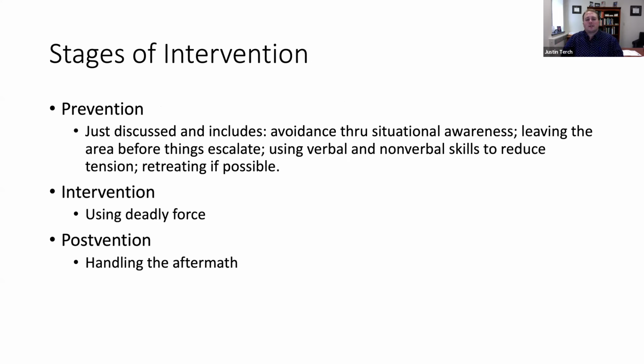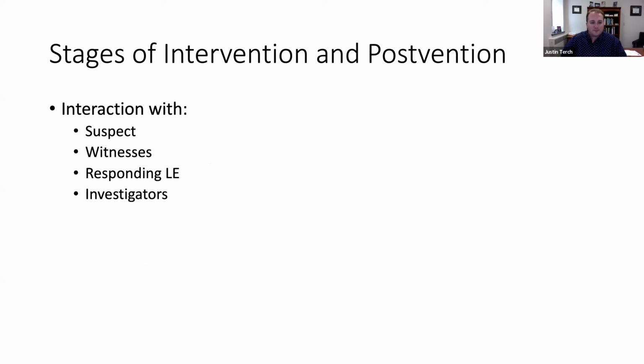Okay, we're going to move into stages of intervention. What happens when you have to use deadly force? Well, the first stage is prevention. Let's not do that if we don't have to. If we can get everybody out of the mall without anybody getting killed while the madman is running around, let's do that. If we can get our family out of the parking garage without being attacked by somebody, let's do that. Intervention is the use of deadly force, and postvention is what we do afterwards.